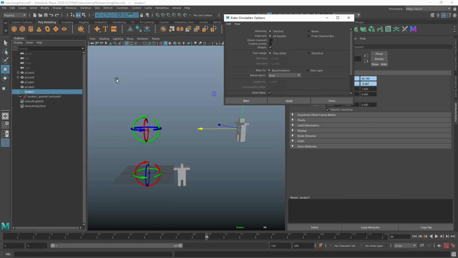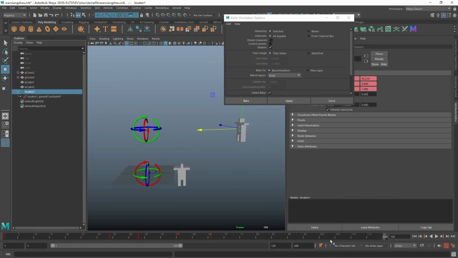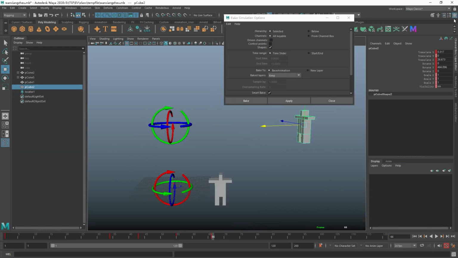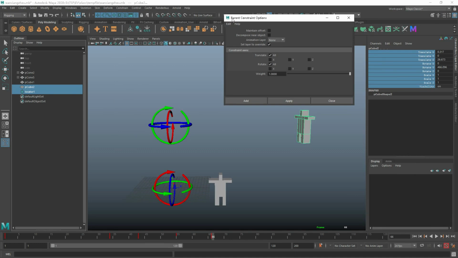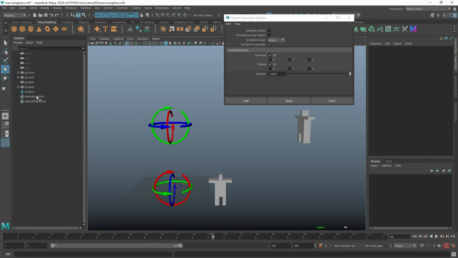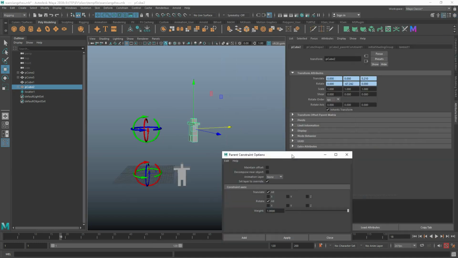Then bake, select Smart Bake. Then delete it. Okay, so let's delete the character's animation and use the locator to constrain it. It's also a parent constraint. It's axially constrained, so we can safely change our axes, change it to our ZXY.